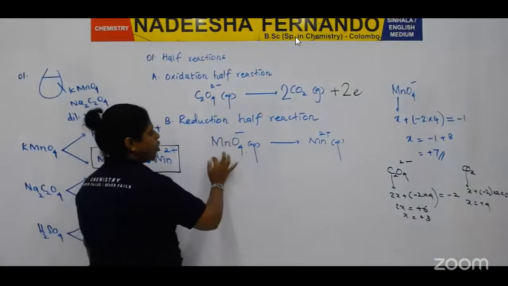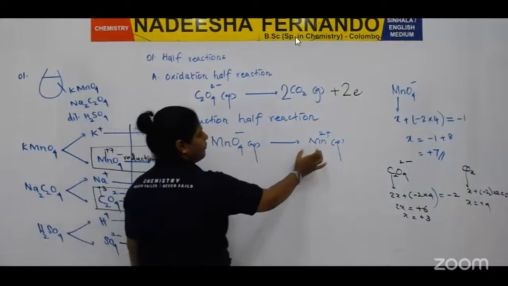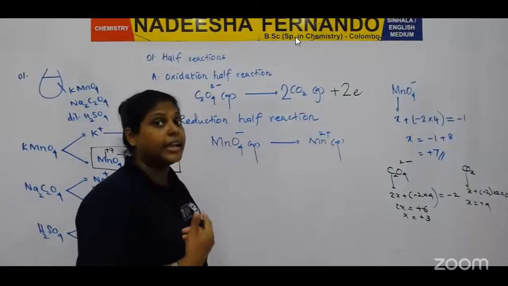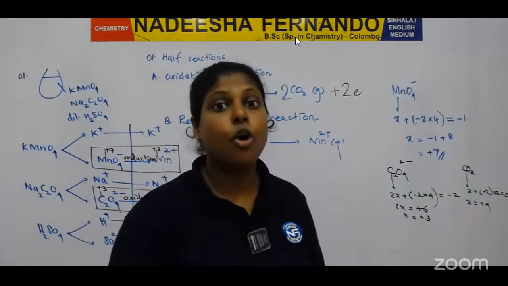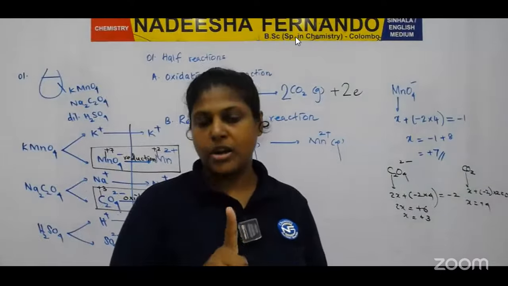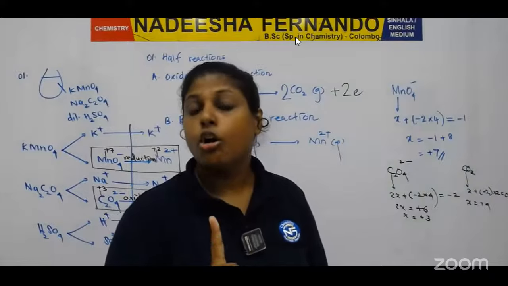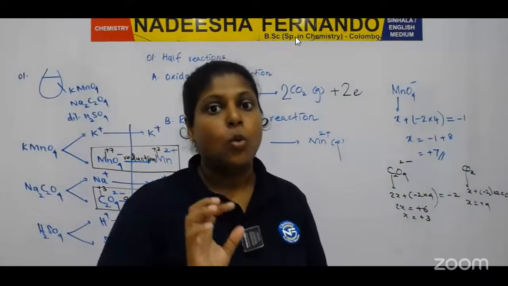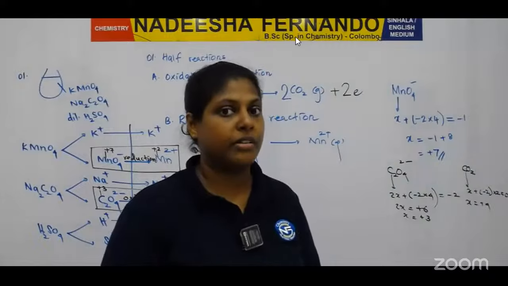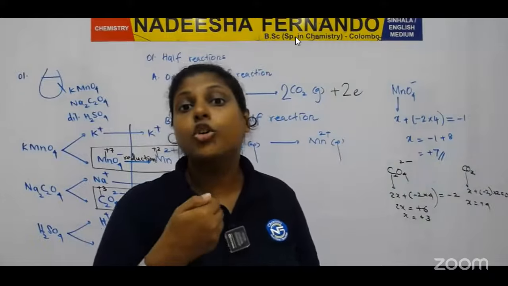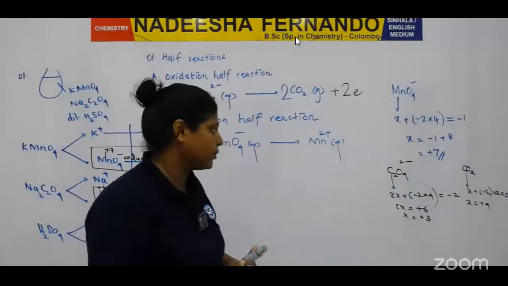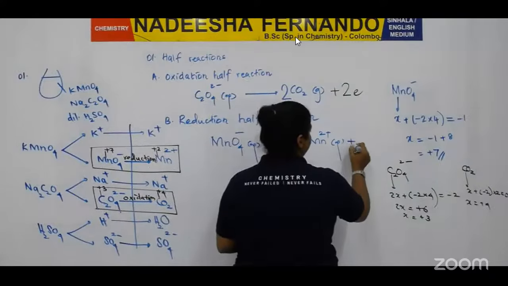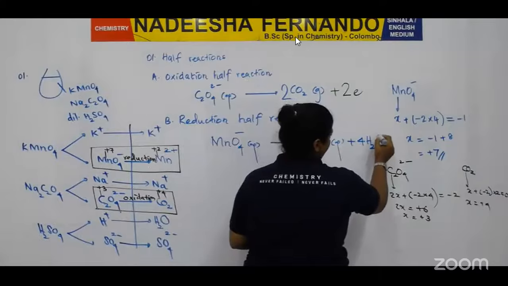After balancing the oxidized or reduced component, then we need to balance oxygen. We have 4 oxygen here. We have 0 oxygen on the product side. So we need to add 4 water because 1 water molecule provides only 1 oxygen. Therefore, to obtain 4 oxygen, we need to add 4 H2O.